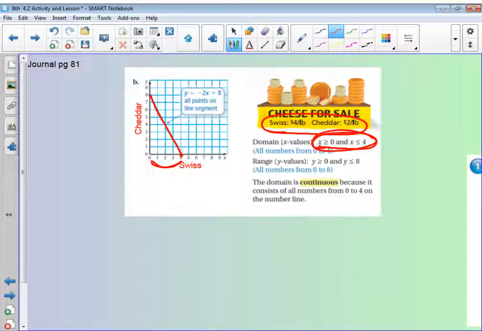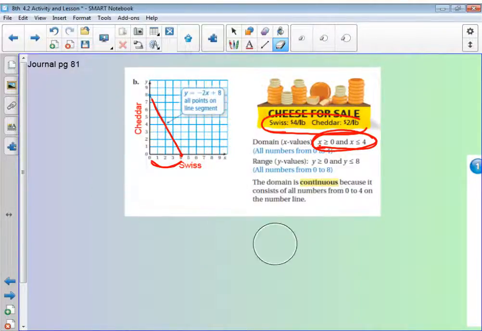Our range for our cheddar cheese: we could buy all the way up to 8 pounds, or we could buy 0 pounds. We could fall anywhere in between. So this is just meaning that Y could be greater than or equal to 0 pounds, and it could also be less than or equal to 8 pounds, but it could not go above that. So this is what you would call a continuous domain. Continuous domain means we would include anything in between our two ranges, our start and our stop.